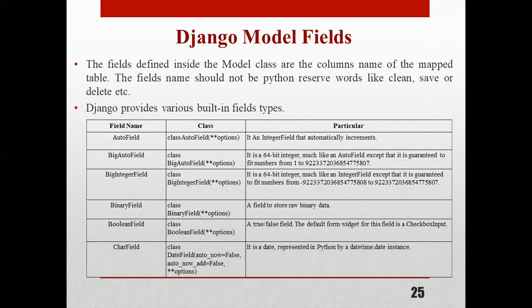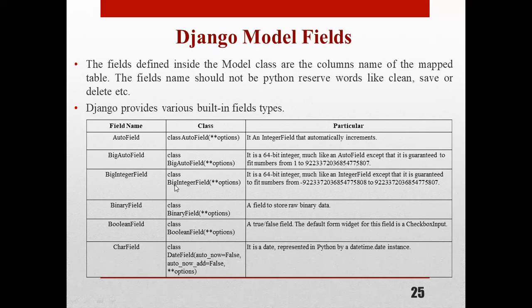The first one is AutoField. Here you can see the class name, AutoField, and the options. It is an integer field that automatically increments. The next one is BigAutoField. The representation is class BigAutoField and the options. It is a 64-bit integer field, much like an AutoField, except that it is guaranteed to fit numbers in a range. You can see the range of that 64-bit integer here.